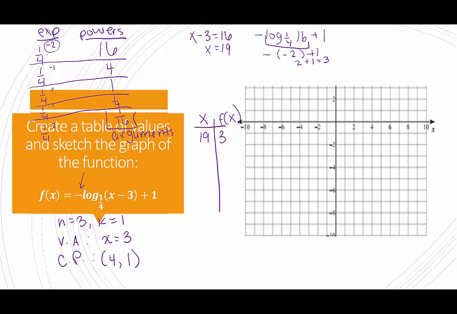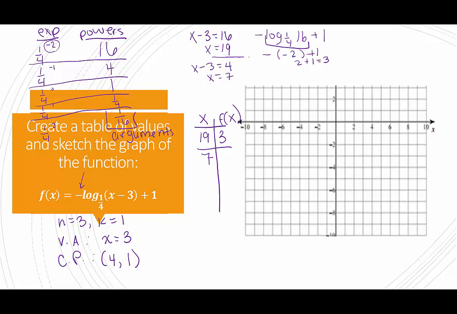So we end up with 19, comma 3 for our very first point on the graph, except it's not on the graph, our very first point that doesn't fit on the graph. Next, we're looking for an argument of 4. So we want x minus 3 to equal 4. Well, that's going to happen when x equals 7. Hey, this will fit on the graph. Great. So we have 7.